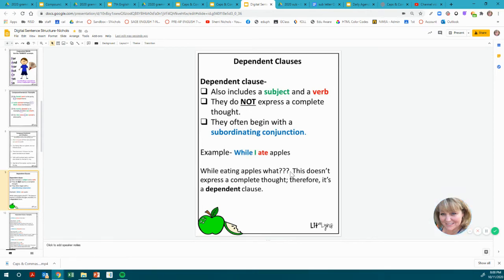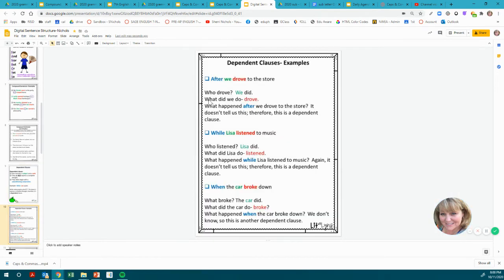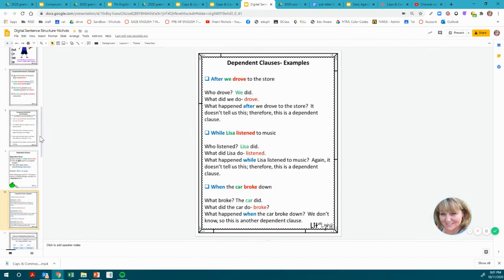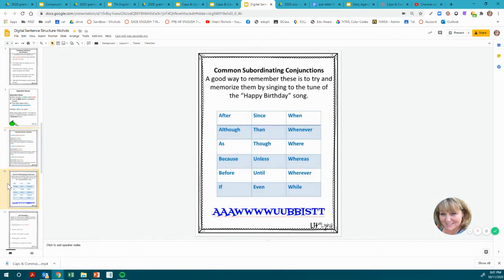While I'm eating apples, what? Well, this doesn't express a complete thought. Therefore, it is dependent. After we drove to the store, we is our subject, drove is our verb. We drove. What did we do? But what happened after we drove to the store? It doesn't tell us this. Therefore, this is a dependent clause. And we started off with this subordinating conjunction. I'm going to show you a list of those in just a minute. In fact, I'm going to move those up right now.